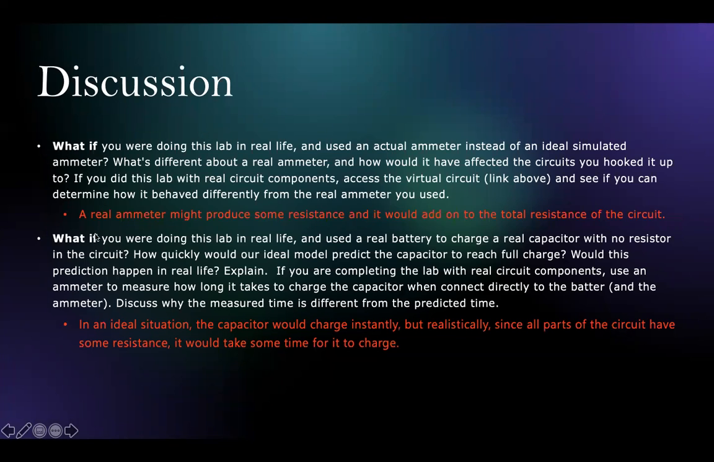Discussion. For the first question, a real ammeter might have some resistance, which would add to the total resistance of the circuit. For the second, in an ideal situation, the capacitor would charge instantly, but realistically, since all the parts of the circuit have some resistance, it will take some time for the capacitor to charge.